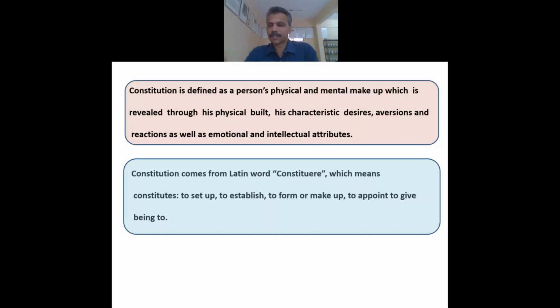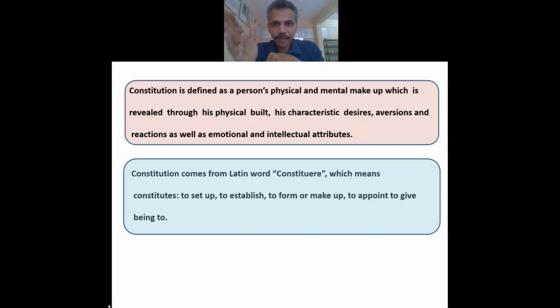So, constitution, as told by a few of your friends, is the physical and mental makeup. I am going a step ahead. These are all things taken from the source books. I'll tell you in the end which books I referred. So, constitution is defined as physical and mental makeup, which is revealed through his physical build, through his characteristic desires, aversions, and reactions, as well as emotional and intellectual attributes. See how beautifully it is told.